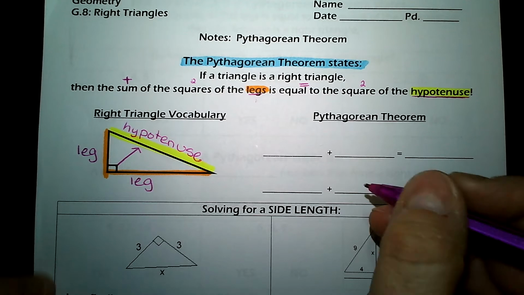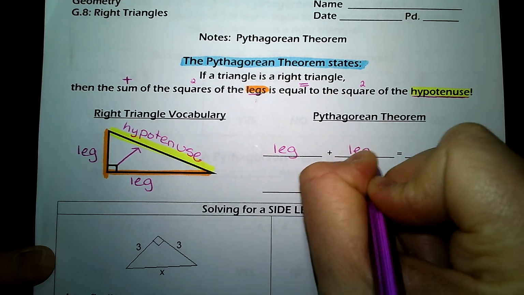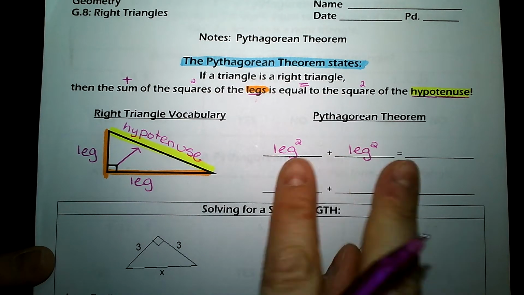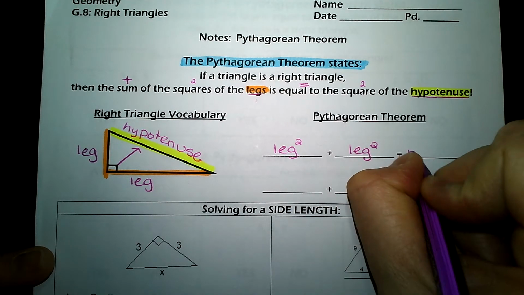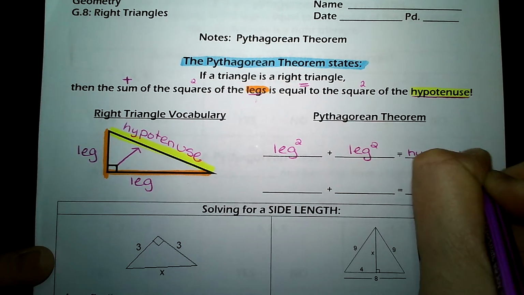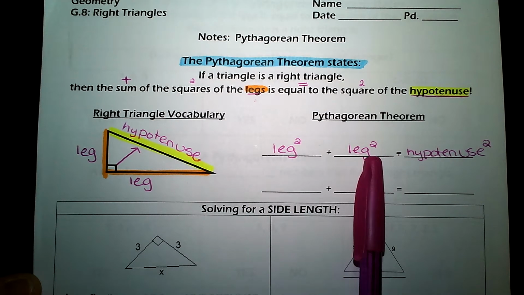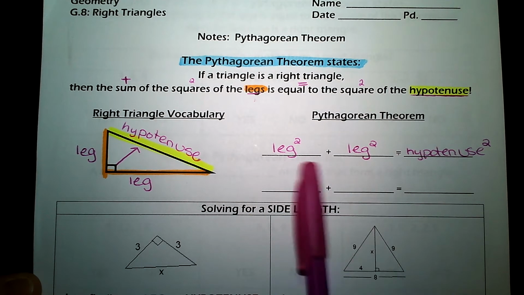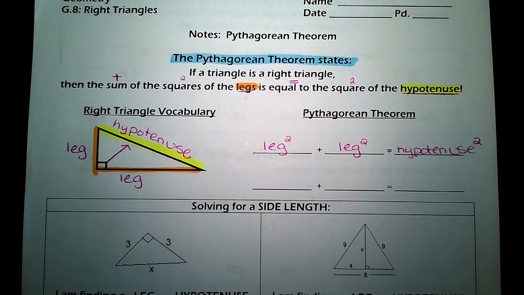Let's write it out. It says the sum of squares of legs, so we've got leg and leg that have been squared and added together. The sum of the squared legs is equal to the square of the hypotenuse. So this is the hypotenuse on the right side, squared. So the two legs squared, added together, is equal to the hypotenuse squared. Whew, that's still a lot. No wonder Pythagoras narrowed this down. Instead of leg squared plus leg squared equals hypotenuse squared, he made this super easy to remember.